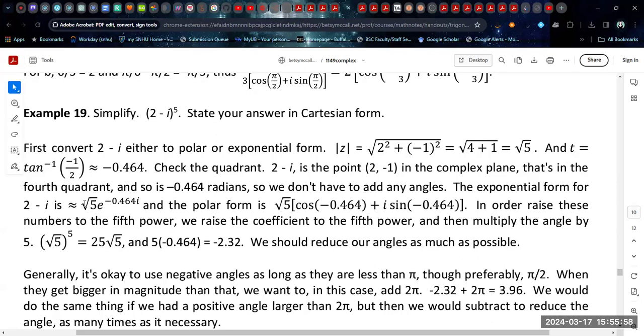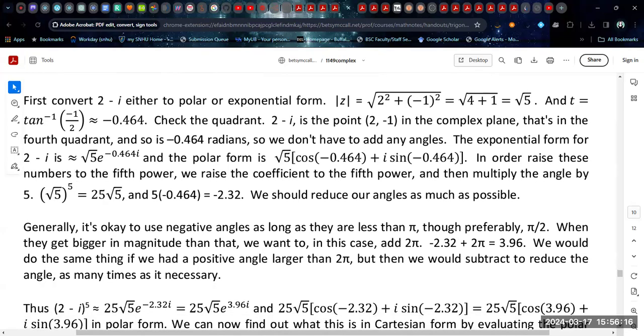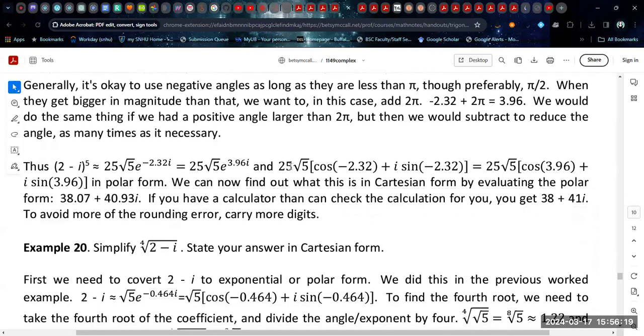And so then we're going to raise this to the 5th power. So the square root of 5 to the 5th is going to be 25 square root of 5. And 5 times this angle is going to be negative 2.32. And then we can, again, put it back into Cartesian form by applying our polar form and then evaluating it. So 5 square root of 5 times this cosine is the real part, and then 25 square root of 5 times the sine is the imaginary part.